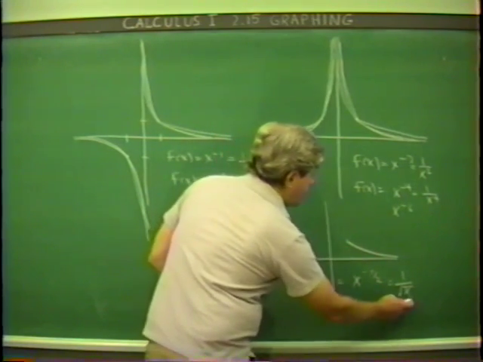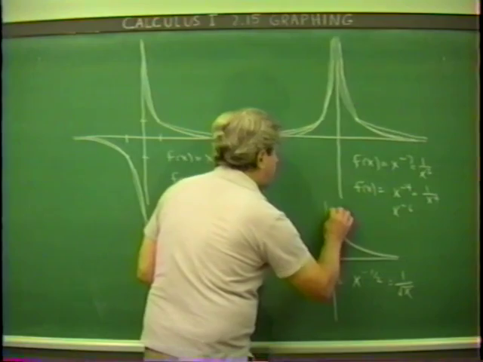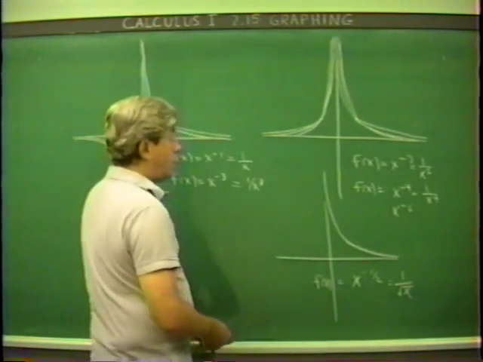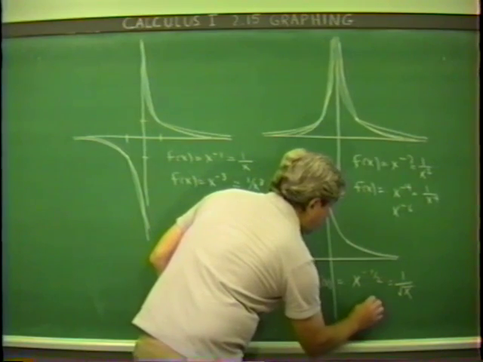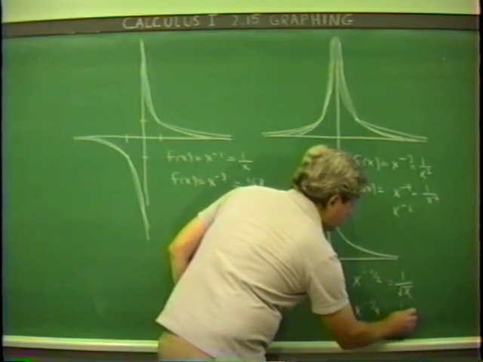Between 0 and 1, as x gets to be small, the square root of x is small also, and the graph looks something like this. It's not defined anyplace except for here. X to the minus 1/4, right? Or 1 over the 4th root of x.